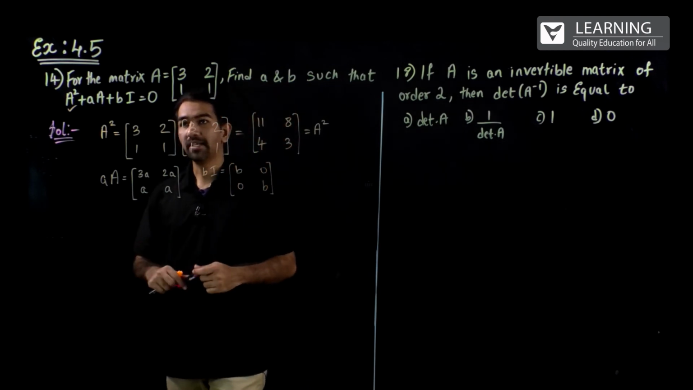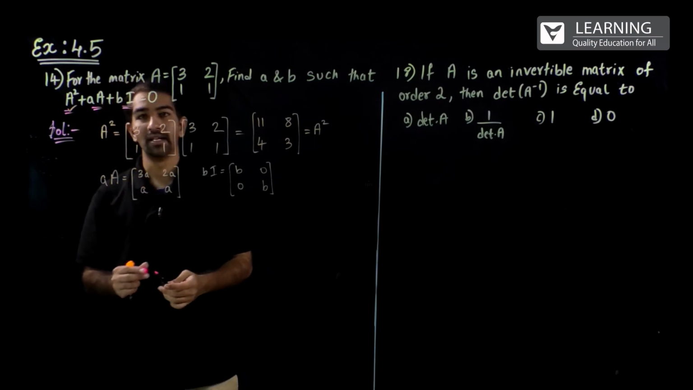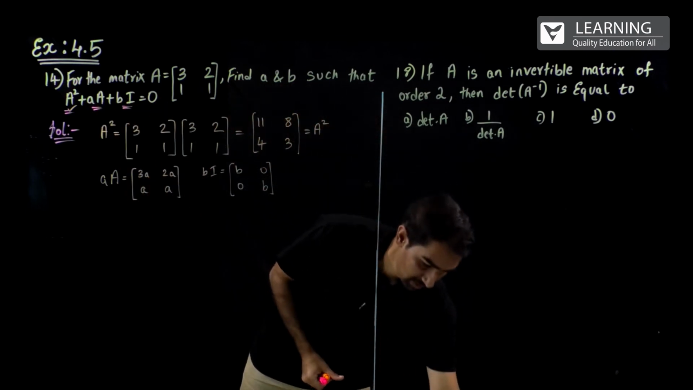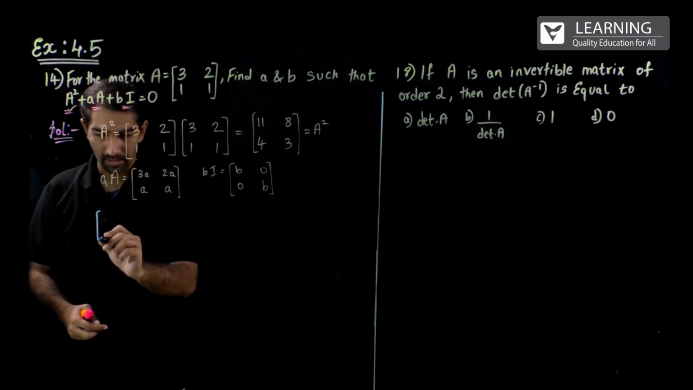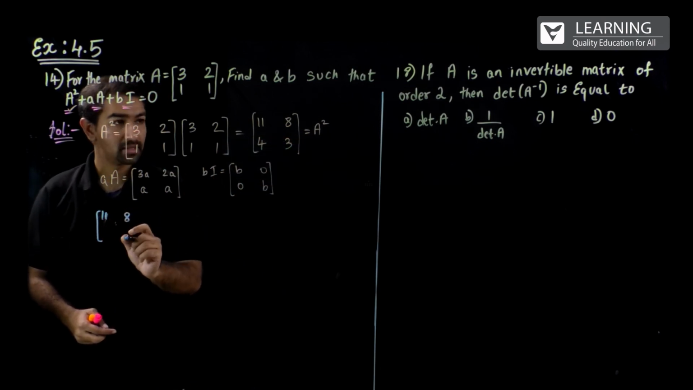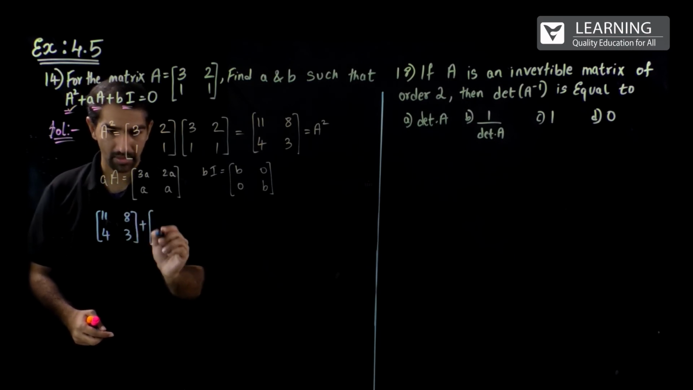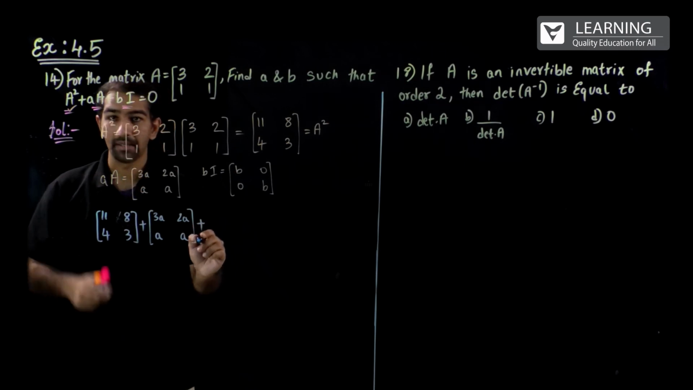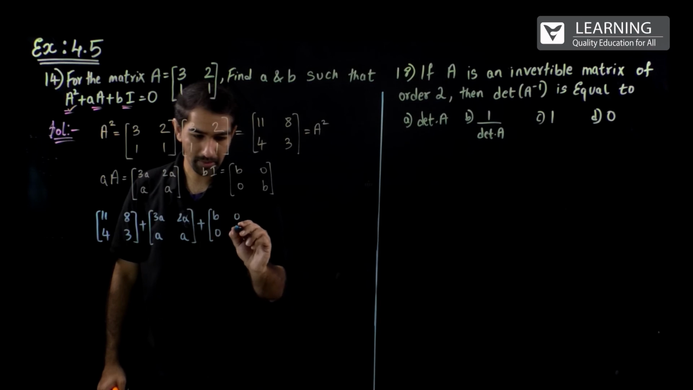So now we got all the three. We got this as well as this. Substitute it with the signs in between and that must be equal to 0. Okay, so start with the substitution. A square is nothing but 11, 8, 4, 3 plus AA, that is 3A, 2A, A, A, plus BI can be written as B, 0, 0, B.